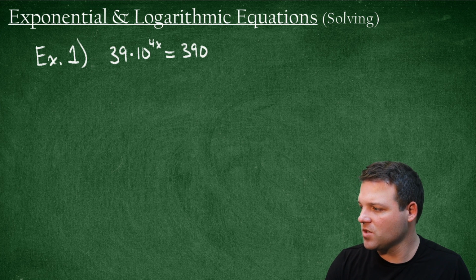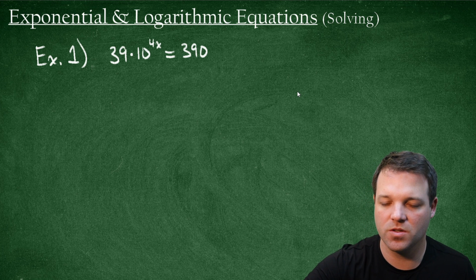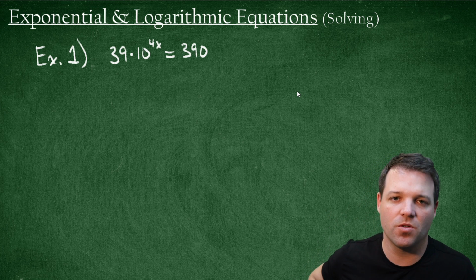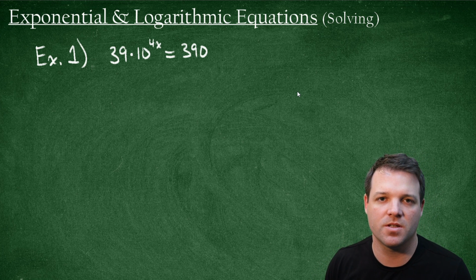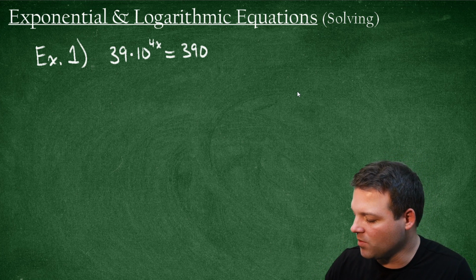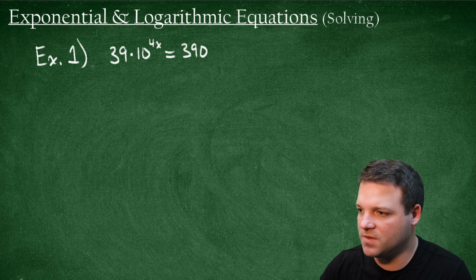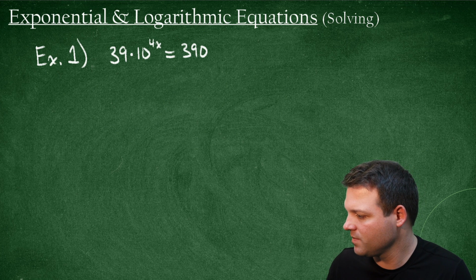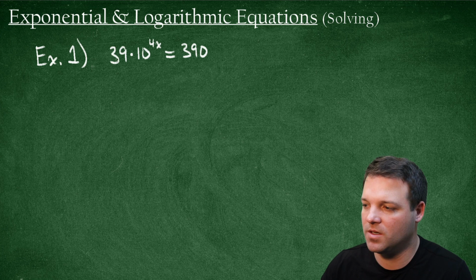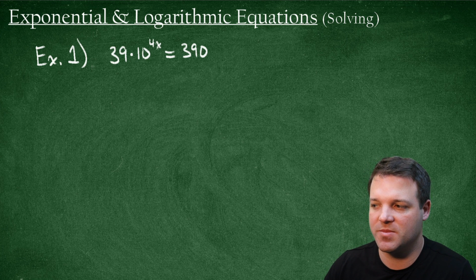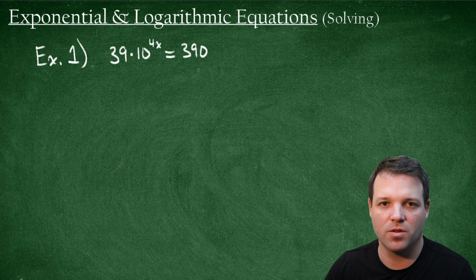Okay, so for this first example, and by the way, there are 4 examples total. The first 2 are going to be exponentials. The second 2 are going to be logarithms, and they will each increase in difficulty. Okay, so this first example we have 39 times 10 to the 4x is equal to 390.